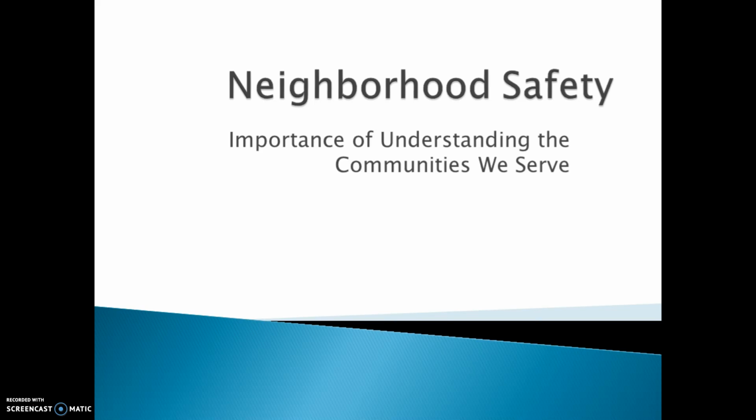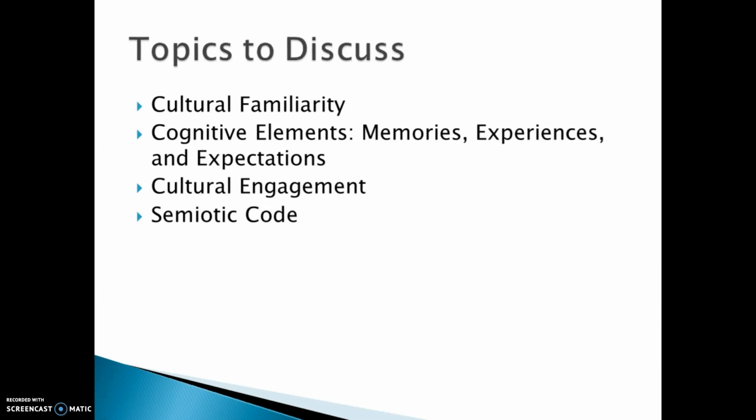So the topics we're going to cover, we're going to talk about cultural familiarity. We're going to talk about cognitive elements, which are memories, experiences, and expectations, cultural engagement, and semiotic code. So when we go through this, in the next couple slides, we're going to discuss a couple different pictures and explain where these four categories tie into them. But also, this is the blueprint we're going to use to make sure that we are effectively representing ourselves to the community in a positive manner.